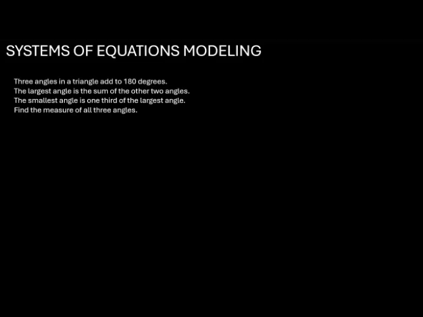Since we have 3 unknown angles, we'll label each of the 3 with letters A, B, and C. We'll let A be our largest angle, and we'll let B be the middle angle and C be the smallest angle.